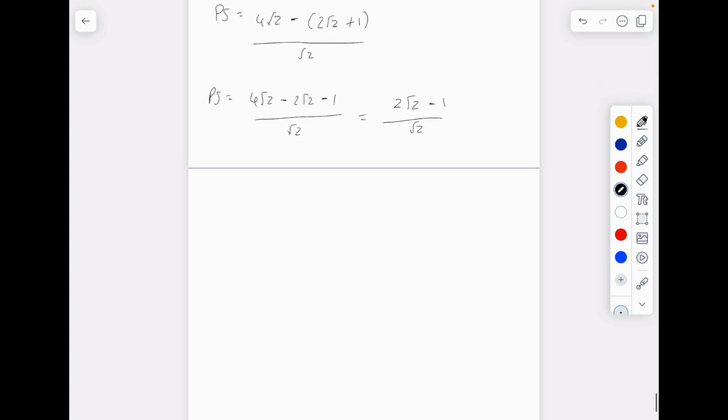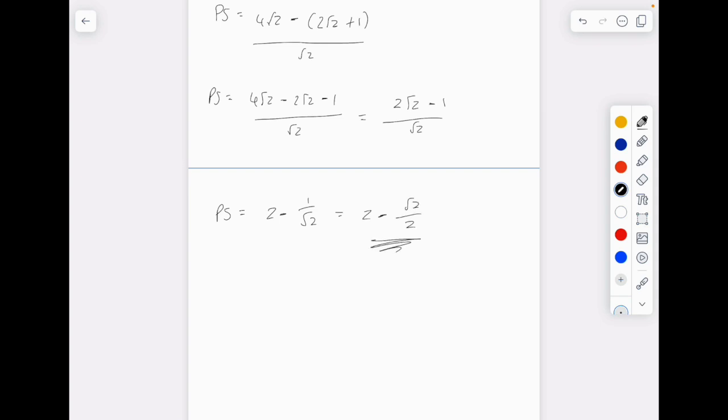Right, which comes down to what? We can simplify this down to basically say, well, it's just going to be, take out the root 2, so this can simplify down to 2 minus 1 over root 2, which basically equals 2 minus root 2 over 2.